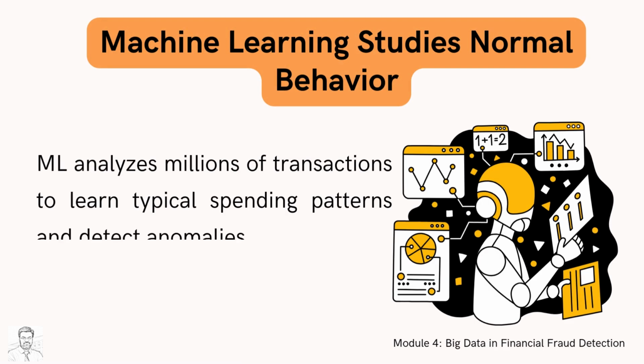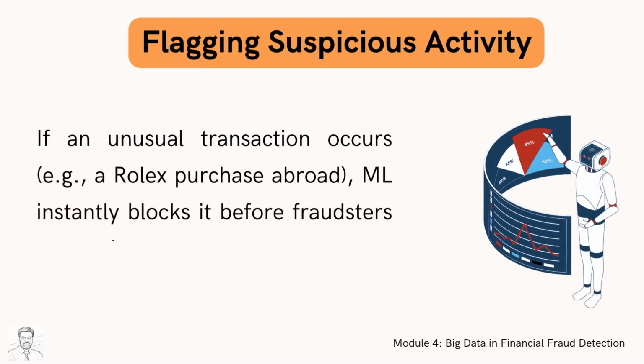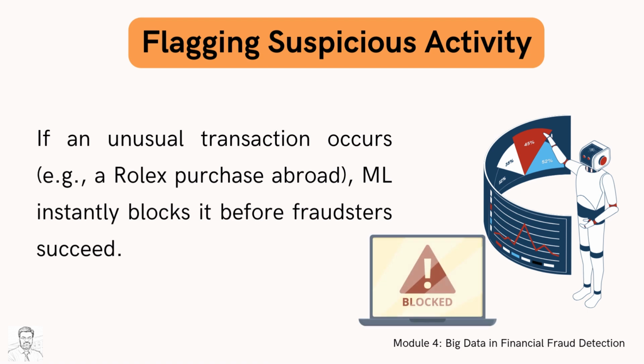That's exactly what machine learning does for banks and businesses. It studies millions of past transactions and learns what normal spending looks like. So when something suspicious happens, like someone buying a Rolex in a different country with your card, it instantly flags the transaction and blocks it before the fraudster can get away.